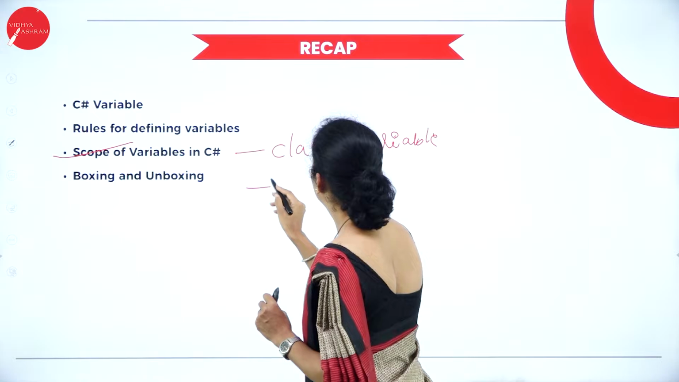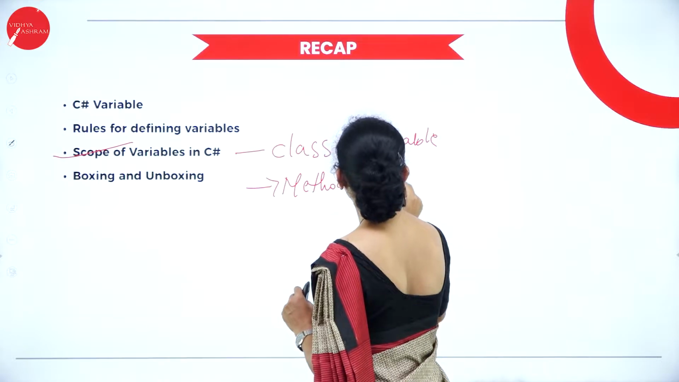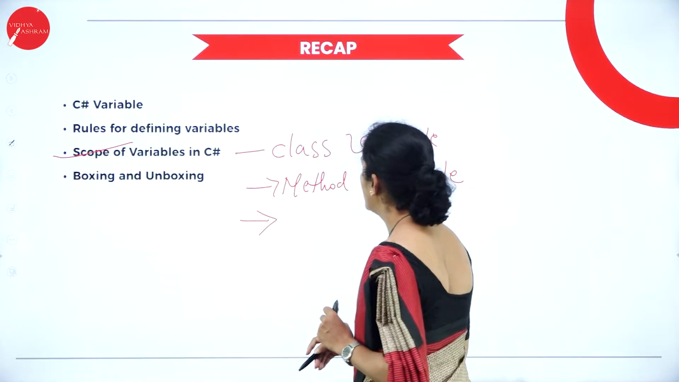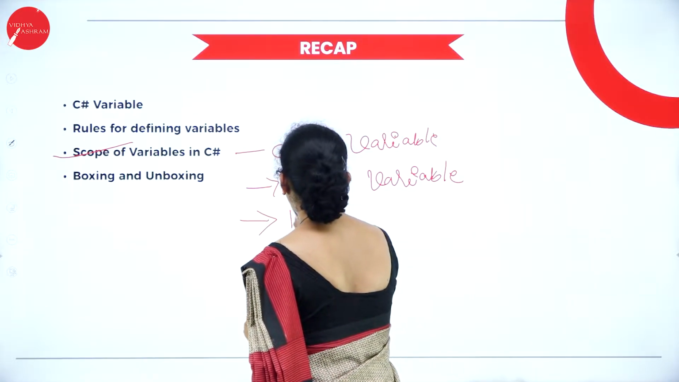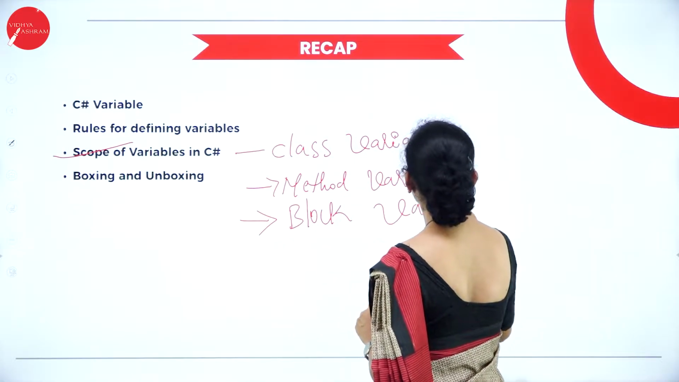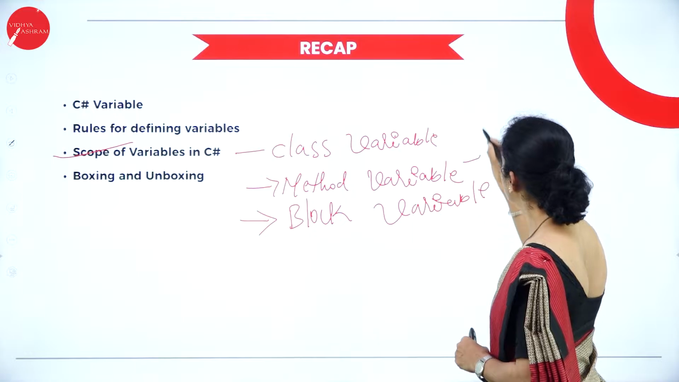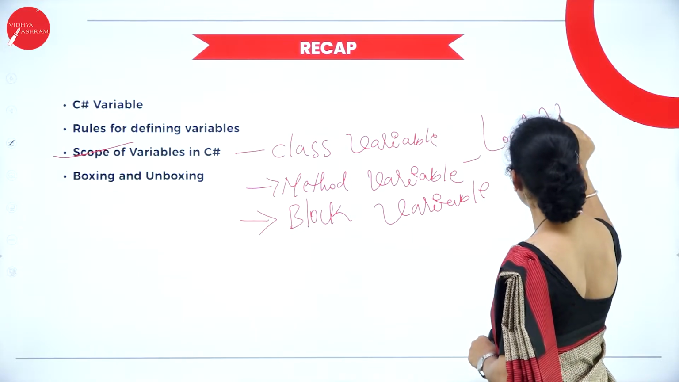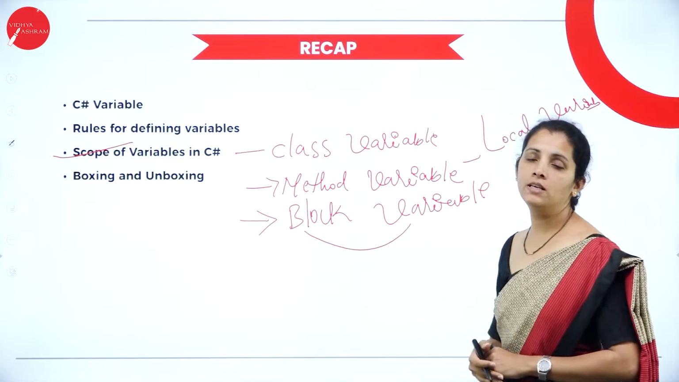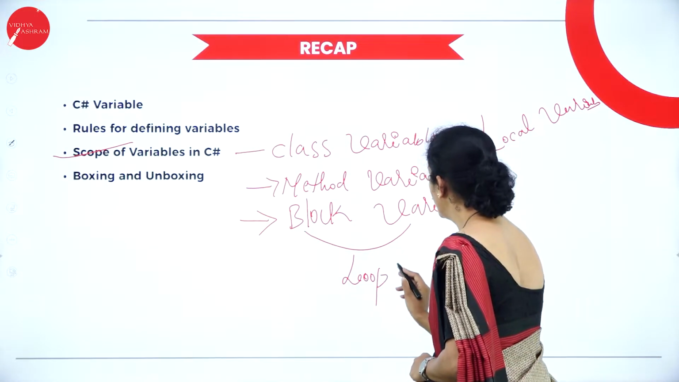then method variable, and the last one we discussed, that is block level variable. So dear student, method level variable is itself called local variable, and this block variable is also called by the name loop variable.